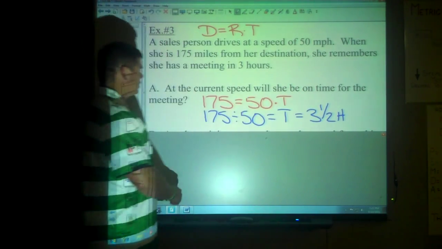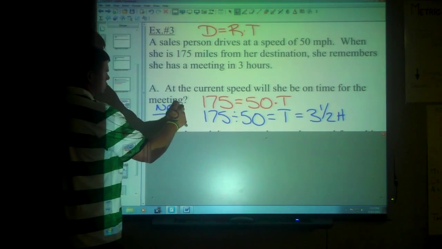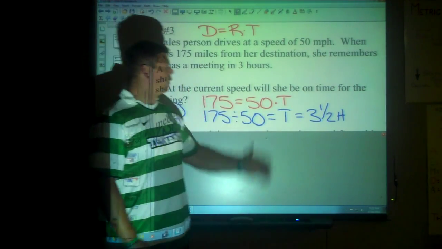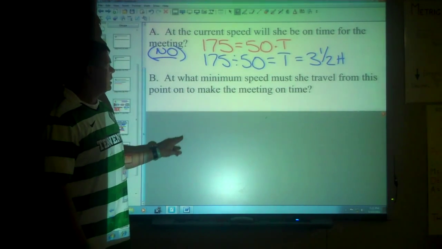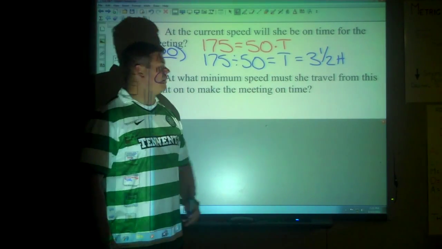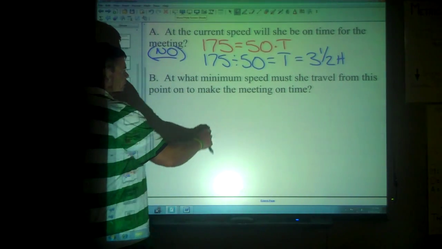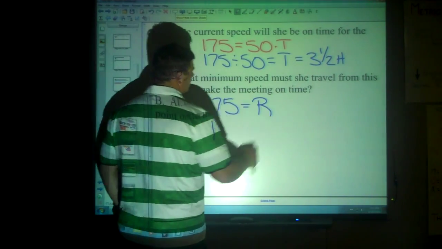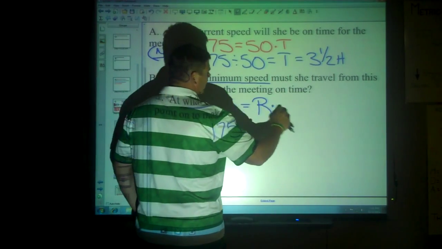So the question is, does she have enough time at the current speed? No. She does not have enough time. She's going to miss the meeting by a half an hour if she stays at 50 miles per hour. But at what minimum speed must she travel from this point on to make the meeting on time? She still has to travel the 175 miles. We just don't know what speed, because it says right here, at what minimum speed. But we know the time is 3.